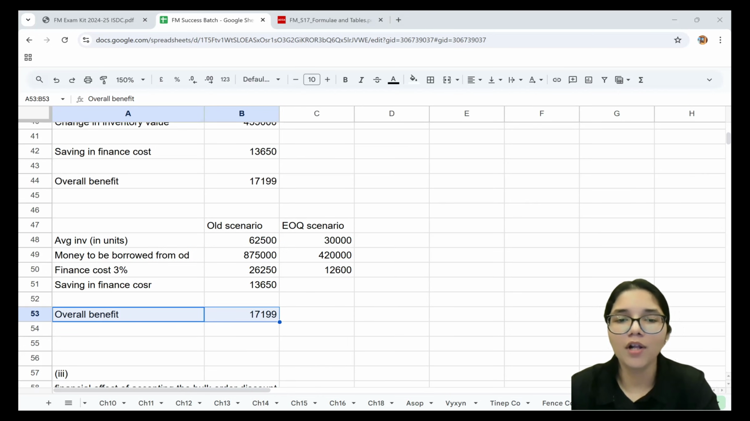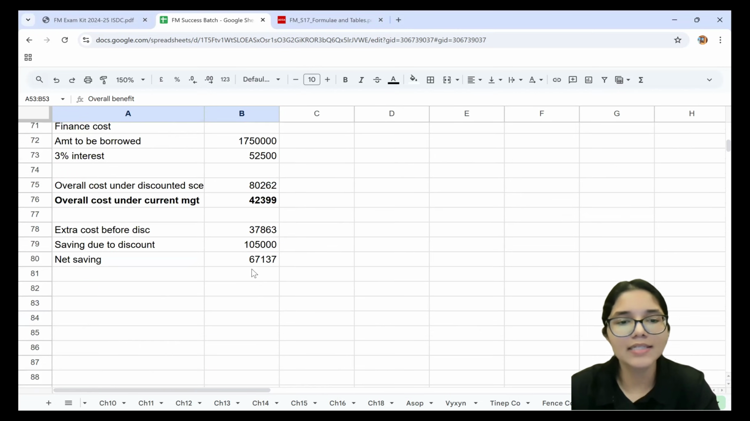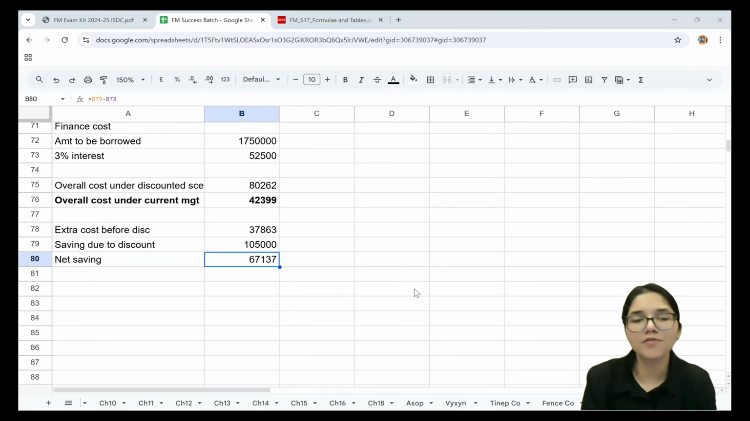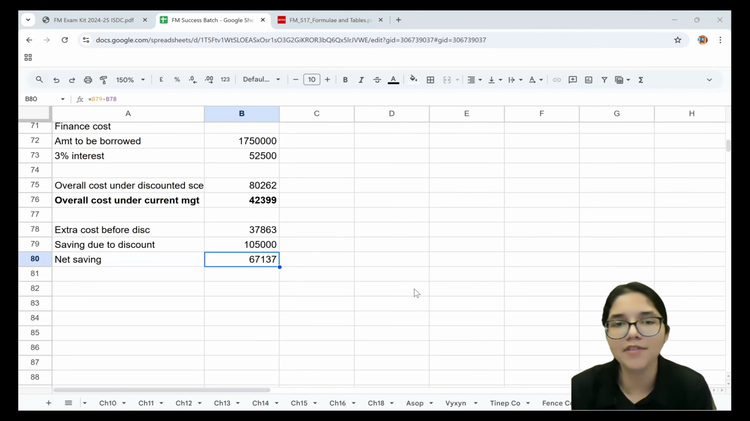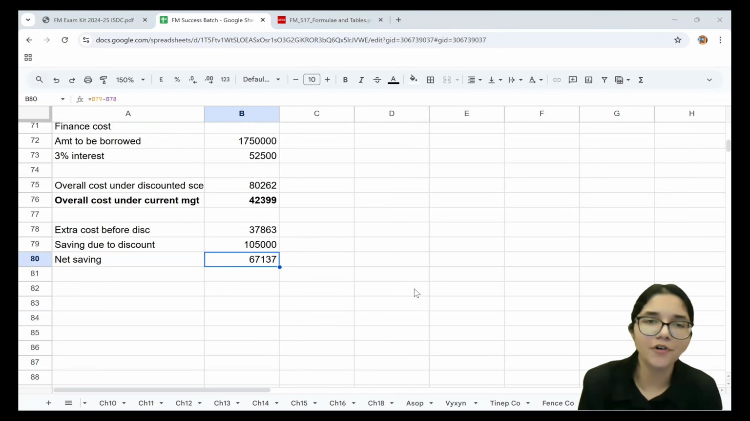EOQ gives them an overall benefit of 17,199, and if they go ahead with the discounted scenario, they can save $67,000. So as a business, what amount of money would you like to save? 17,000 or 67,000? 67,000, isn't it? So should the business choose the discount or should they choose the EOQ model?